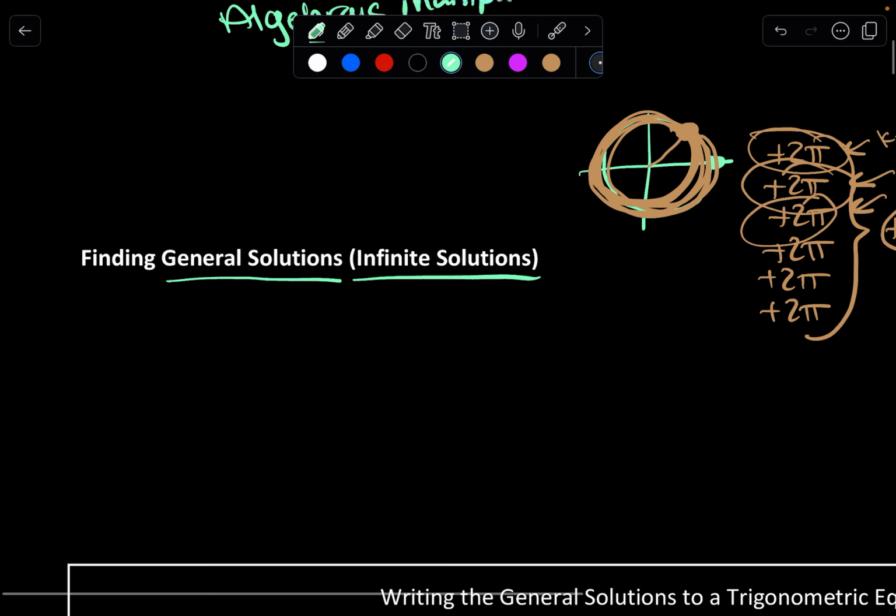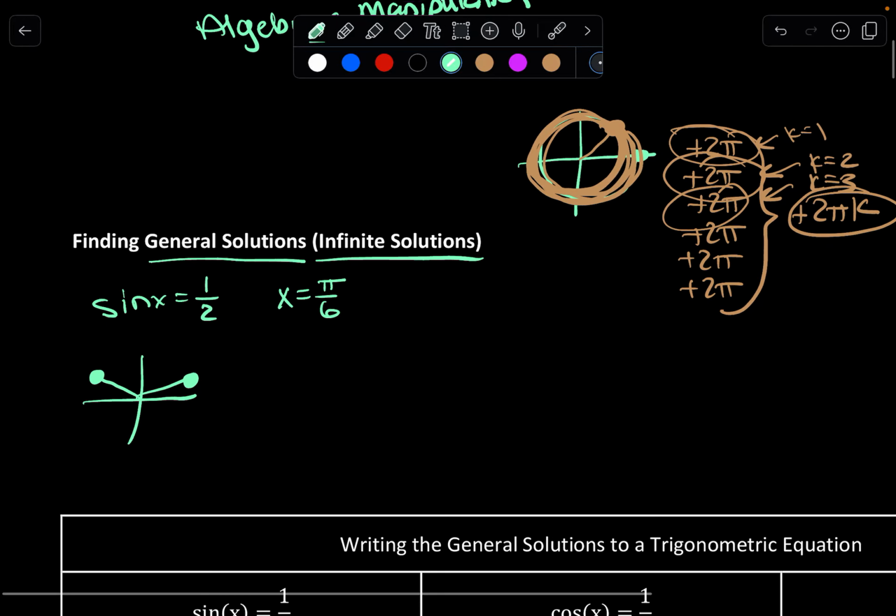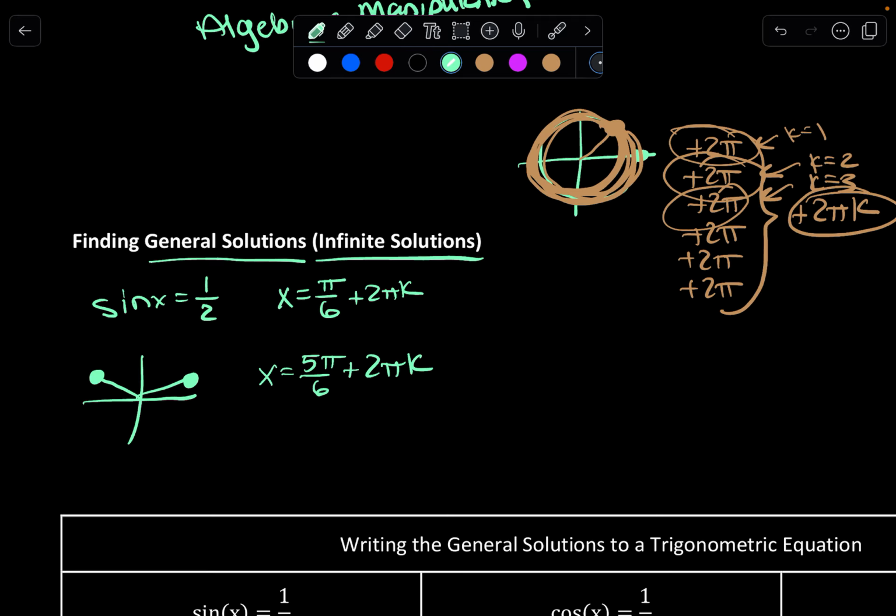So if we go back to sine x is equal to 1/2, we have our original culprits. I have my pi over 6 and 5 pi over 6. So if I have pi over 6 and I want a coterminal angle as many times as I want, plus 2 pi k. And then same thing for 5 pi over 6, I'm going to add 2 pi k. They occur every 2 pi. K can be positive, it can be negative, it could be 0, as long as it's an integer.